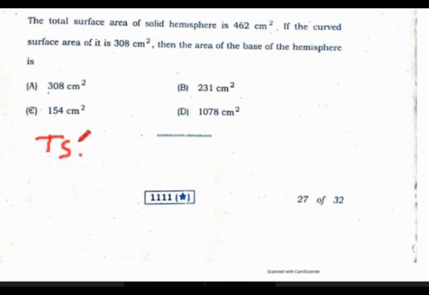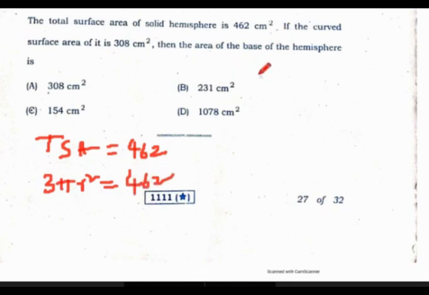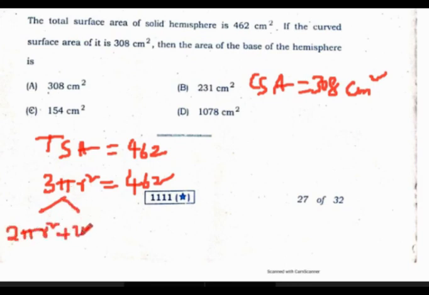Clearly they have mentioned total surface area is given as 462. We know the total surface area of a hemisphere, which is 3 pi r square, is 462. Also they mentioned curved surface area of a hemisphere as 308. I am just writing 308 here. Now I am going to split 3 pi r square as 2 pi r square plus pi r square. The reason is they are asking to find the base area of a hemisphere, which will be pi r square. That is what I require in this question. And 2 pi r square is the curved surface area of a hemisphere.